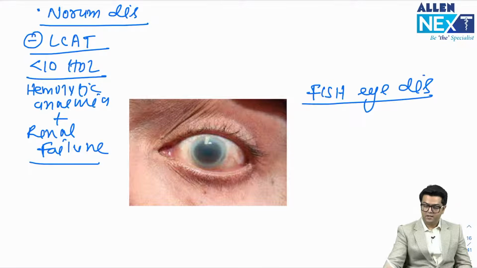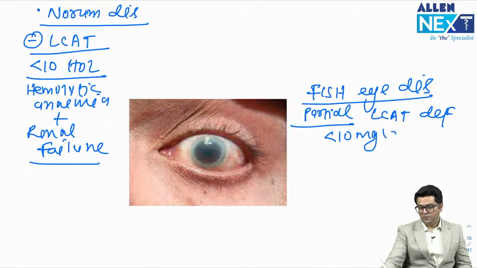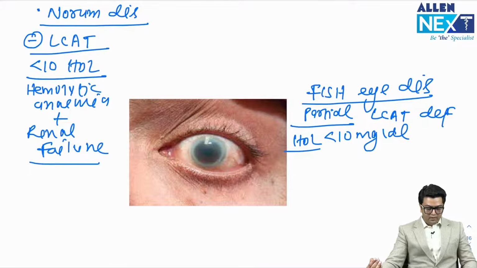Fish eye disease. So there is a clouding of the cornea at the limbus, right? So this is a partial LCAT deficiency. This is also presenting with less than 10 mg per dl of HDL. So guys, such conditions we can call hypo-alpha lipoproteinemias, right? Hypo-alpha lipoproteinemia means alpha lipoprotein is HDL. So that is your LCAT deficiency, less than 10 milligrams per deciliter.